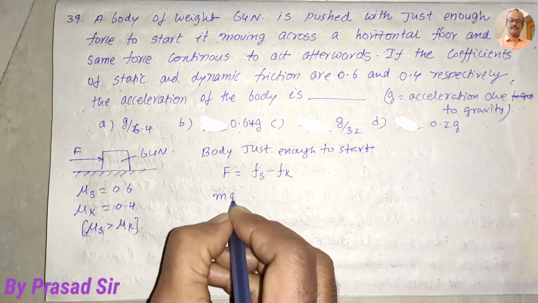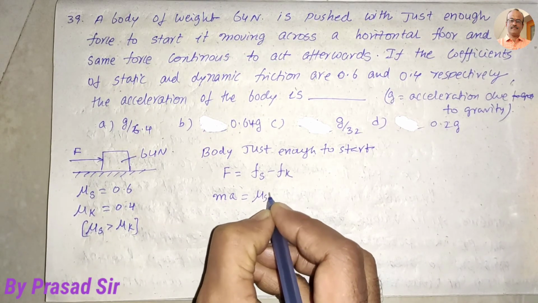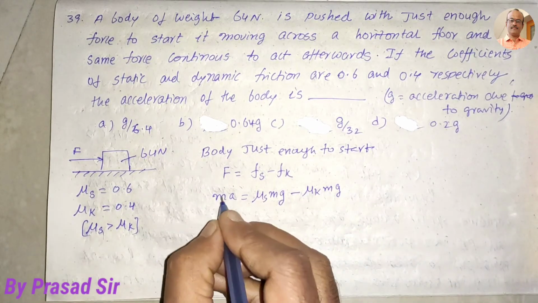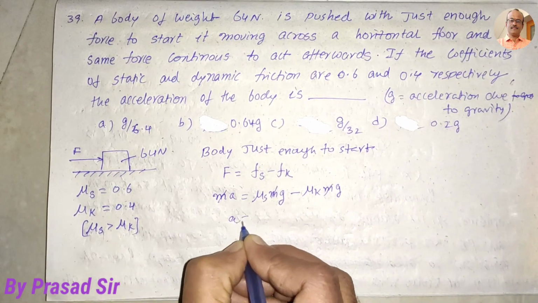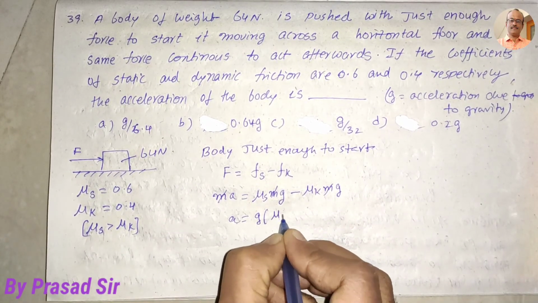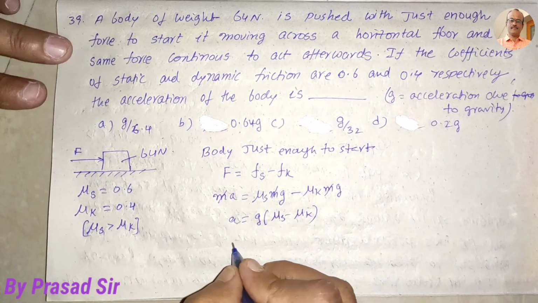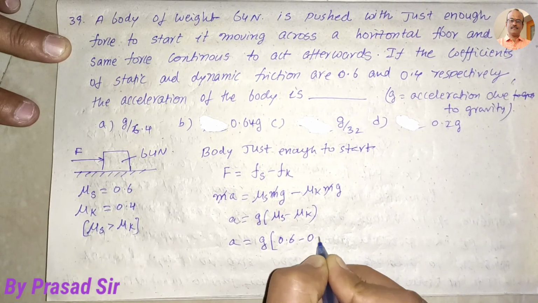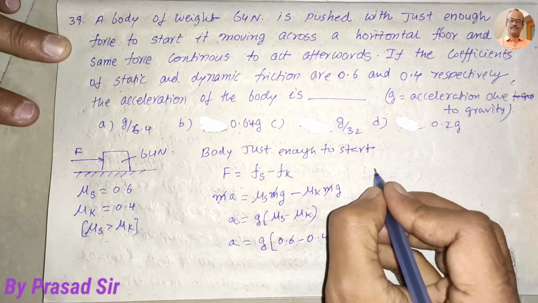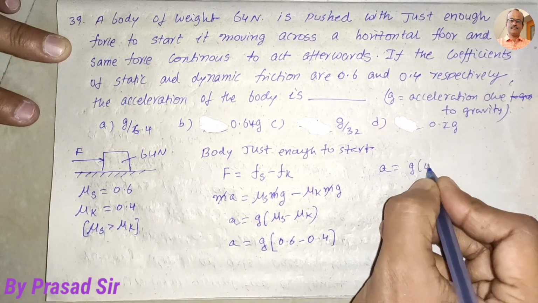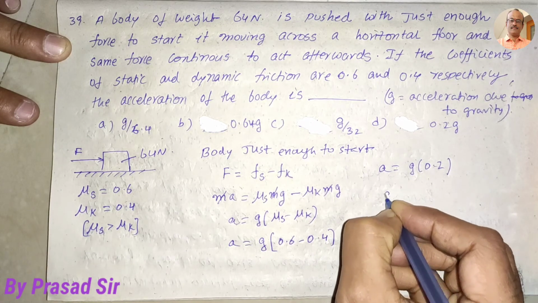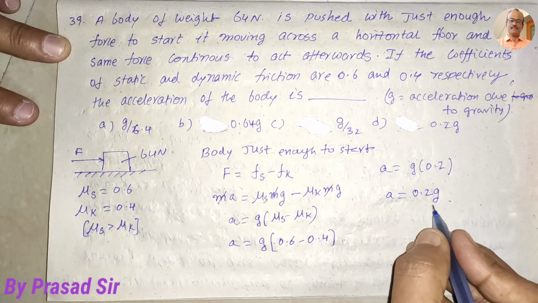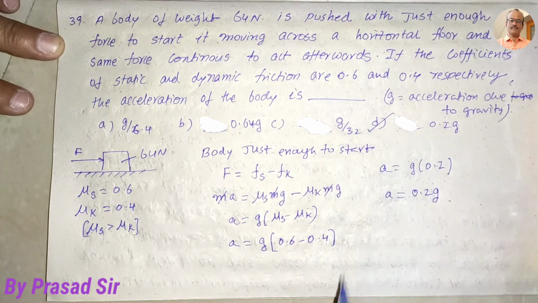So m into a is equal to mu s into normal reaction, which is mg, minus mu k into normal reaction, which is mg. In all the cases m gets cancelled, and acceleration is equal to g common, mu s minus mu k. So acceleration is equal to g times 0.6 minus 0.4, which is g times 0.2. So acceleration is equal to 0.2 times g. Where is that option present? D is the option.